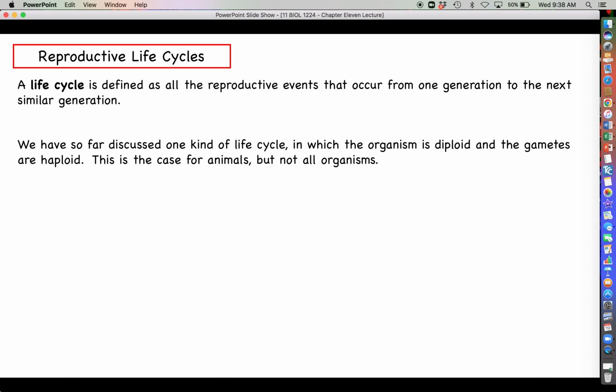So the only kind of life cycle we have discussed so far is the kind that we as humans and other animals go through. In these cases, the organism is diploid, again meaning that all the somatic cells have two copies of each chromosome, and then the gametes are haploid. So a fertilization event in which we have a union between the two haploid gametes would then give you a diploid organism, which will grow and develop via mitosis. So we use meiosis for making the gametes, and we use mitosis for propagating the zygote into a fully fledged, fully formed multicellular organism.